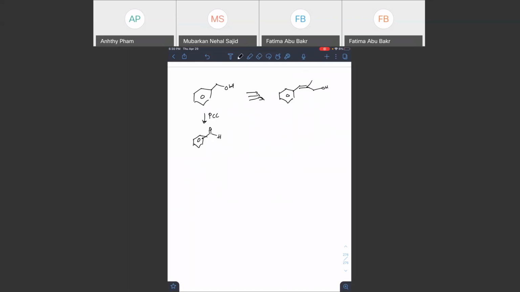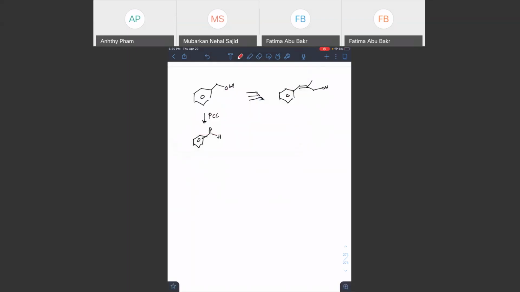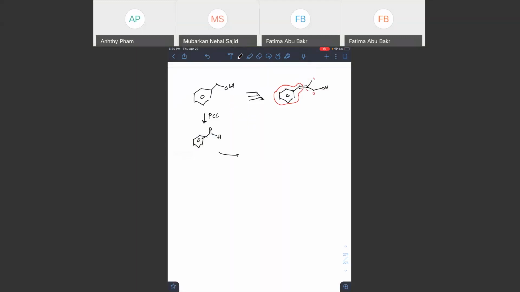aldol condensation. Okay, so what does an aldol condensation use again? It uses two aldehydes or two ketones. So what kind of aldehyde should we use here? If I look at my structure overall, I have everything up till here, right? I have all that. I need to add on only 1, 2, 3 carbons.